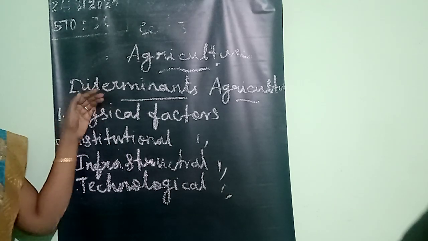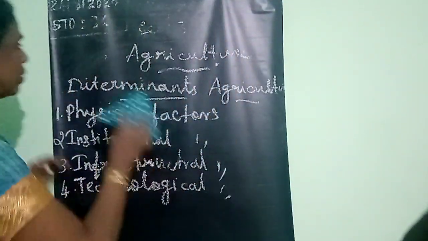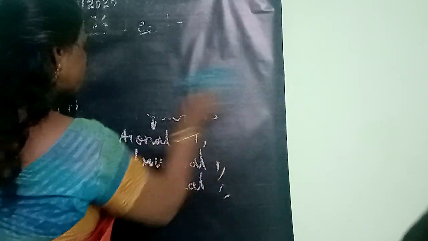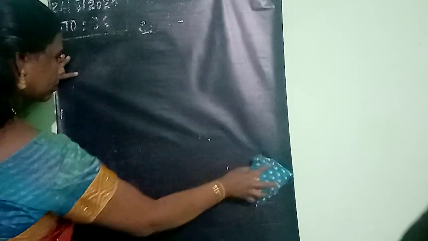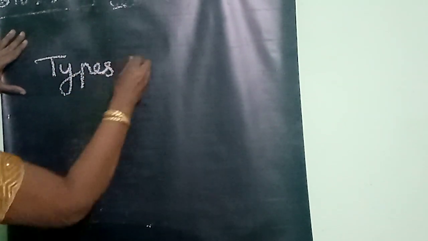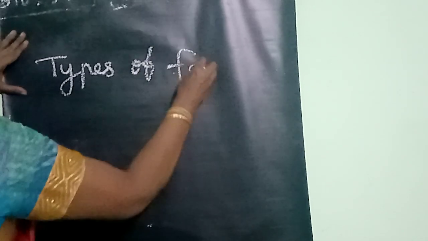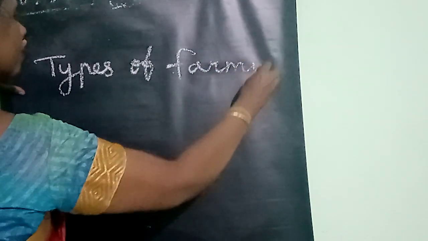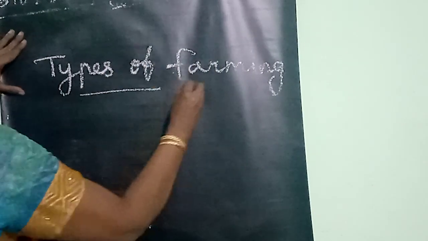Okay, then next I am going to explain different types of farming. In India, 6 different types of farming are practiced.